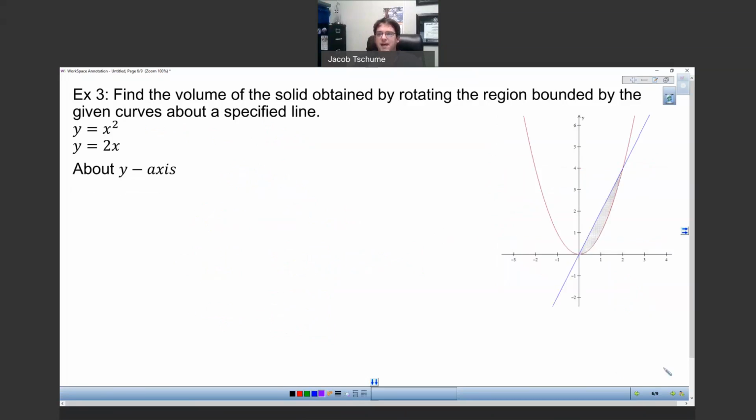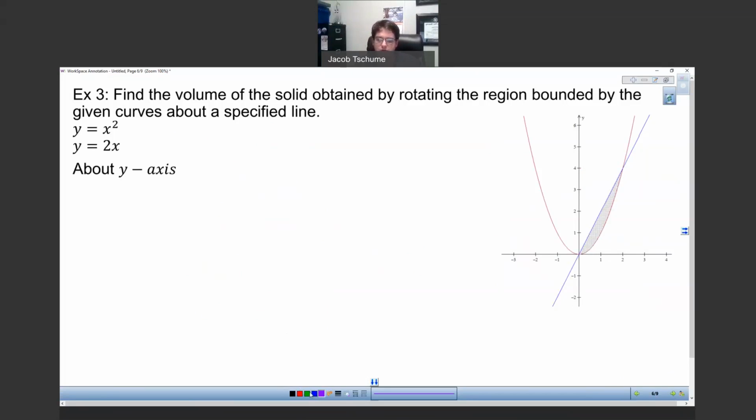All right, so now let's tackle the problem where you have to do some washer methods. So we've got disks under control. So when do we know to use washers? Find the volume of the solid obtained by rotating the region. Same instructions. This time they gave us y equals x squared and y equals 2x, and we want to rotate this around the y-axis.